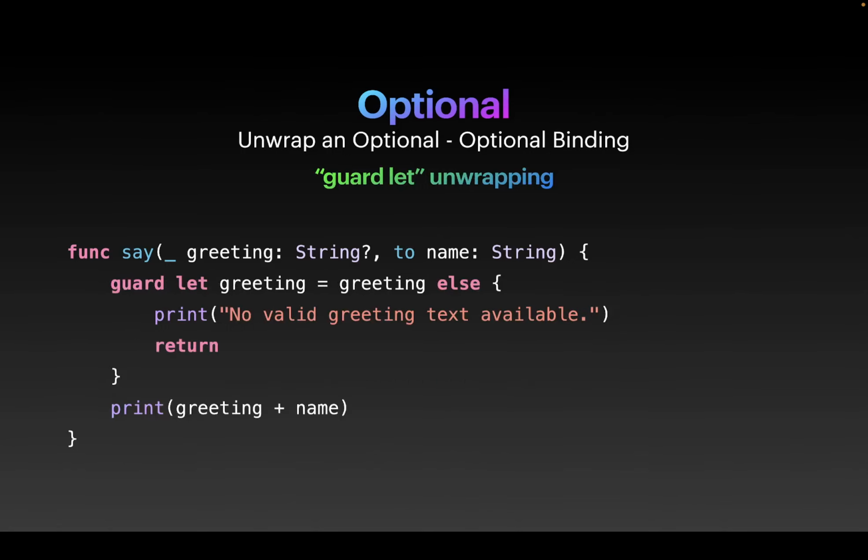Now, another technique is called guard let. It's kind of similar to if let. Again, you bind the valid data inside this greeting optional to the greeting. In this case, the greeting on the left is a string, but the greeting on the right is optional.